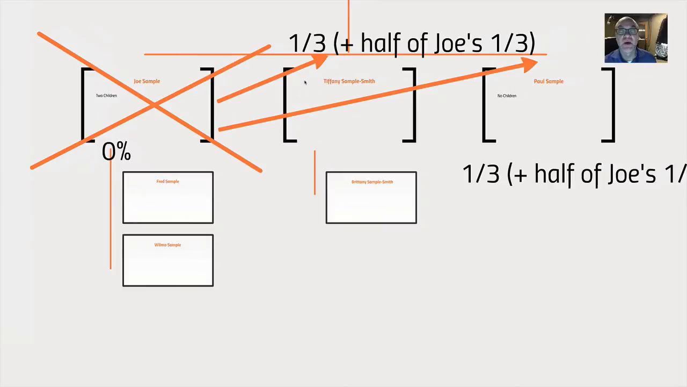So they inherit their brother's 1/3 share. Normally they would get 1/3. Now they're getting 1/3 plus half of Joe's 1/3, which means Tiffany and Paul inherit 50-50 equally. And the bad thing about per capita distribution is that the grandchildren here, Joe's children, are disinherited. They won't receive any inheritance. That's why the more popular distribution, and I'm talking like 99% of folks, in fact more than that, almost everyone chooses per stirpes, because they want these grandchildren to inherit in the shoes of their deceased parent.